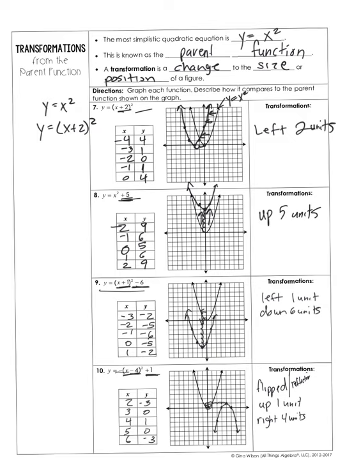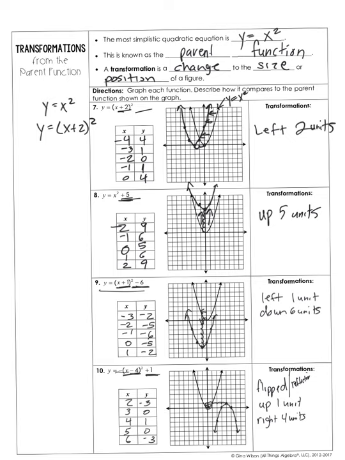If A is negative, the function is reflected or flipped over the x-axis. And if the absolute value of A is greater than 1, it's very important because sometimes it can be negative, then it is stretched. Okay, so it becomes skinny. And if A is between 0 and 1, like it was here in number 12, it is compressed. Okay, so we're compressing that parent function.